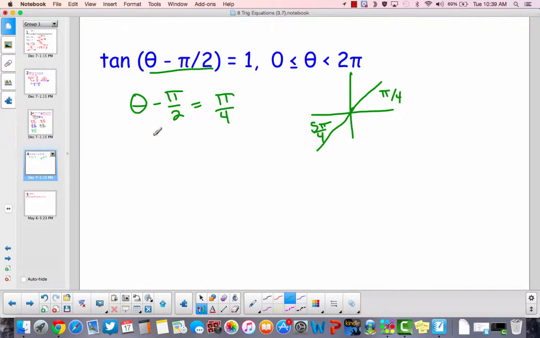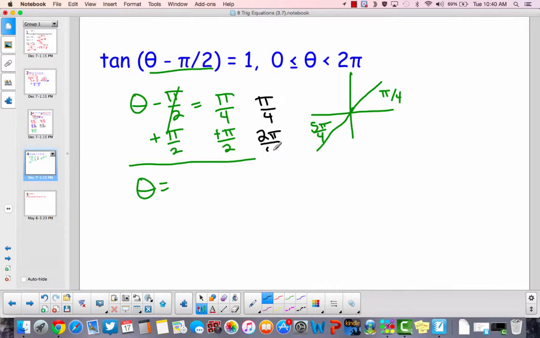So I'm going to solve this for theta. I'm going to add pi over 2 to both sides. And I get theta equals, if you need to, make these as common denominators. So this would be pi over 4, and this would be 2 pi over 4. So if we put this in here, we get 3 pi over 4. We'll check. Theta minus pi over 2, so 3 pi over 4 minus pi over 2. 3/4 minus 1/2. Is that 1/4? Yes. And is the tangent of pi over 4 1? Yes. So this would be one of our choices.